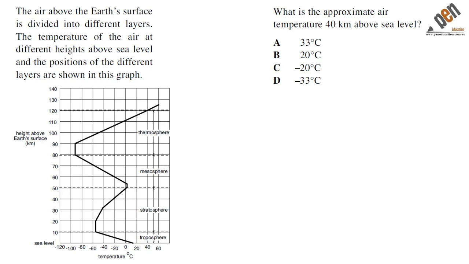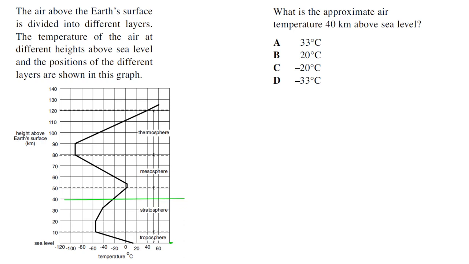Okay, so we have to use the diagram here now. We can see here that this is sea level, and then every block is another 10 kilometers above the Earth's surface. So let's go to 40 kilometers above sea level, and that's at this line here.